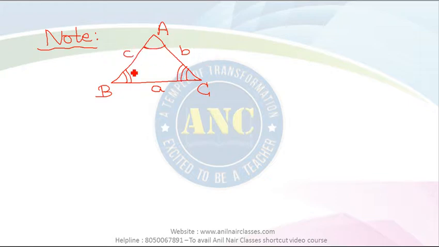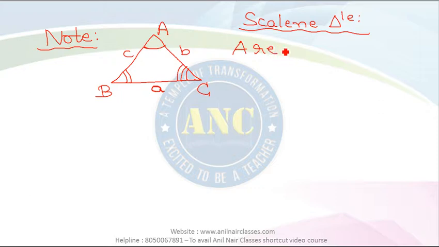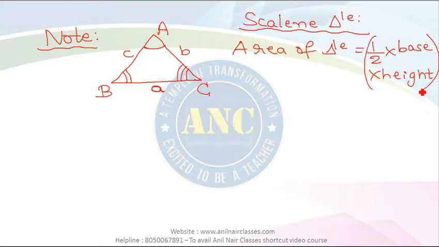All the three angles A, B, C are different. I represented them with different notations. All the three sides small a, small b, small c are also different. Such a triangle, as we have already discussed, is known as a scalene triangle. How to find the area of that scalene triangle? The area can be represented as half into base into height, right? Half into base into height. This is one of the ways of finding the area, by dropping the perpendicular height and multiplying it with the base and half. That is one of the ways.